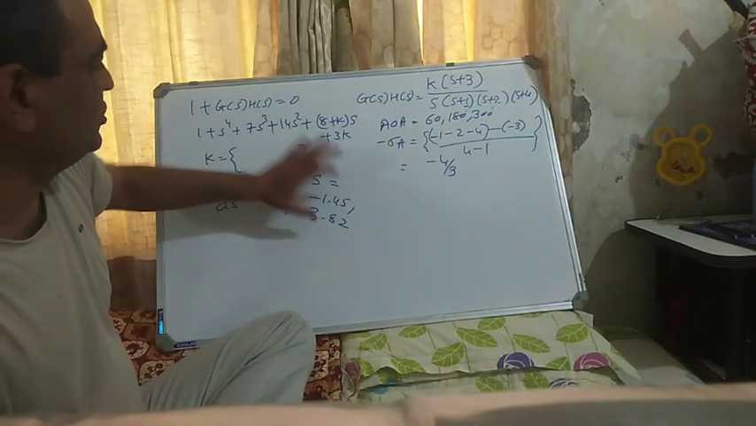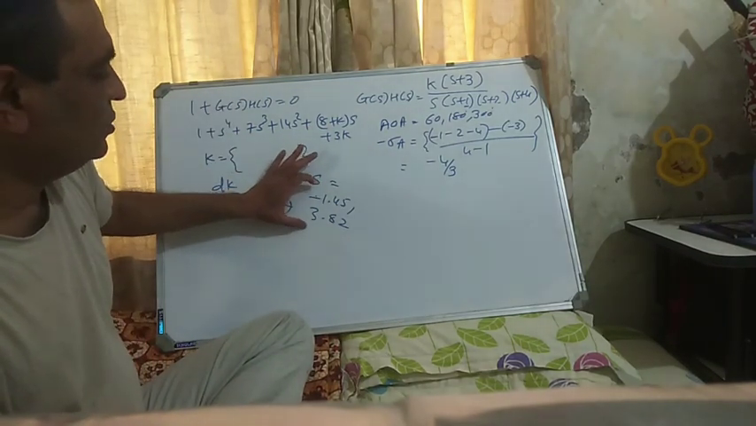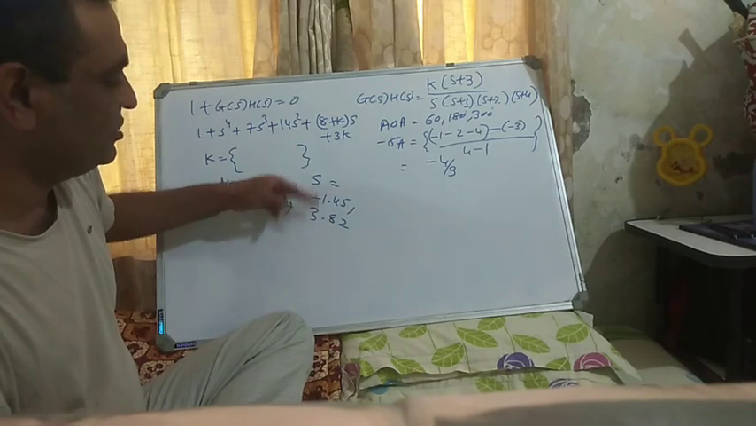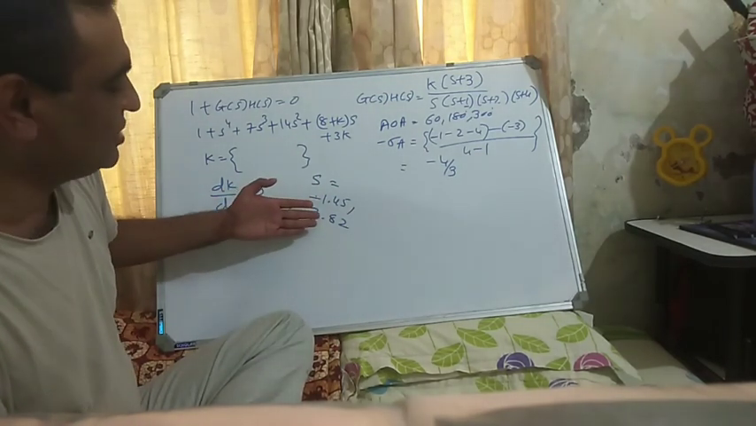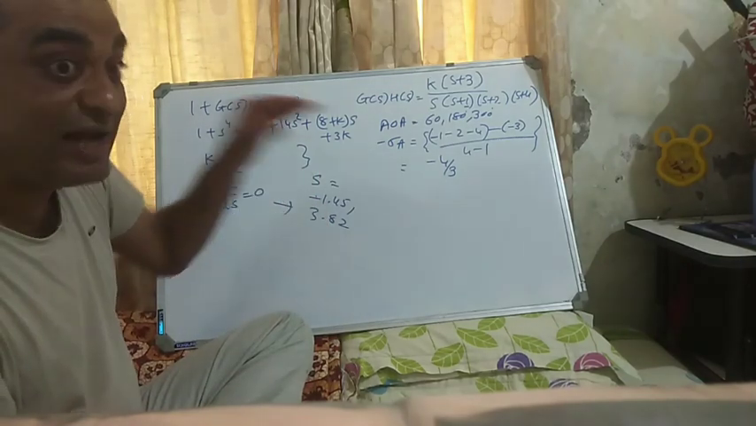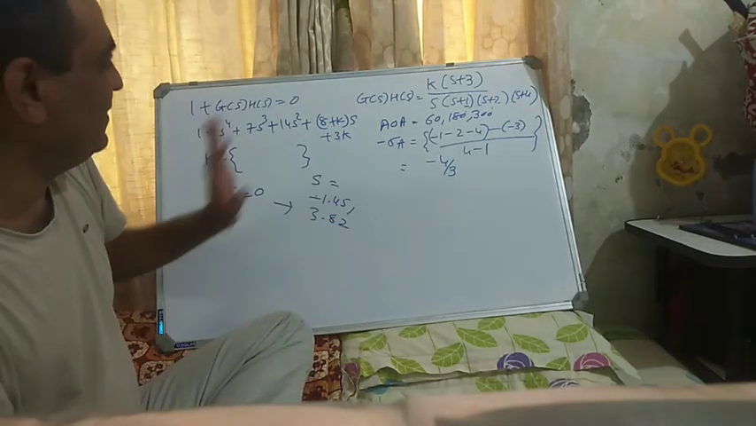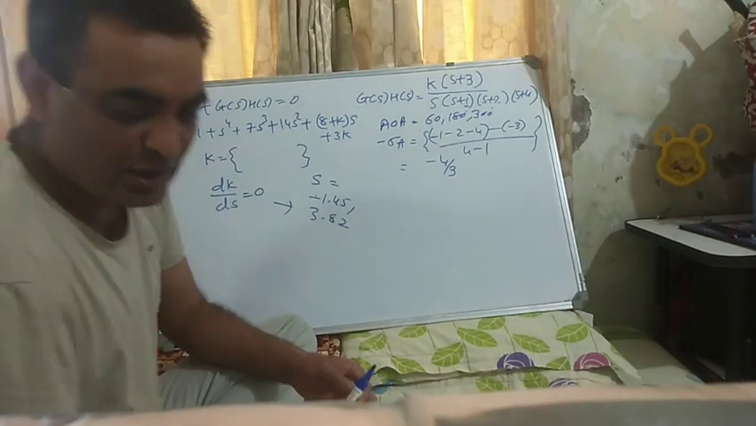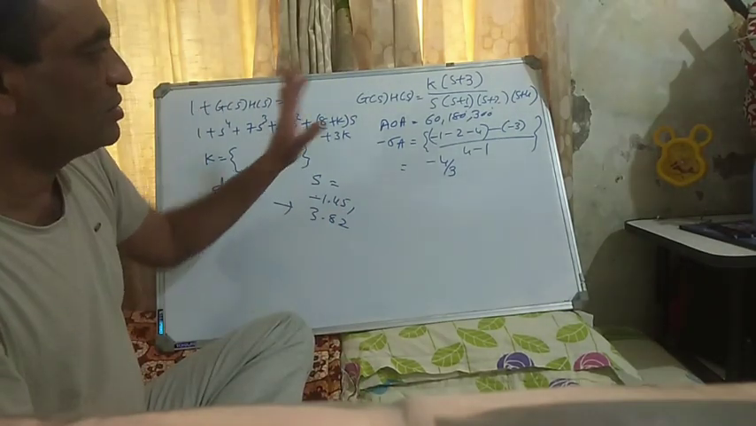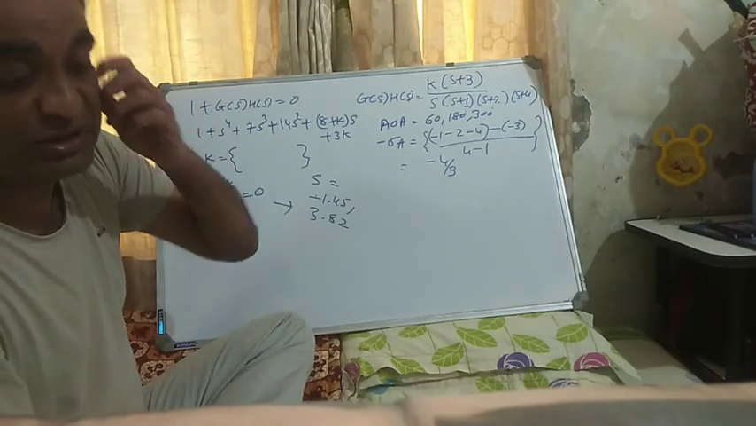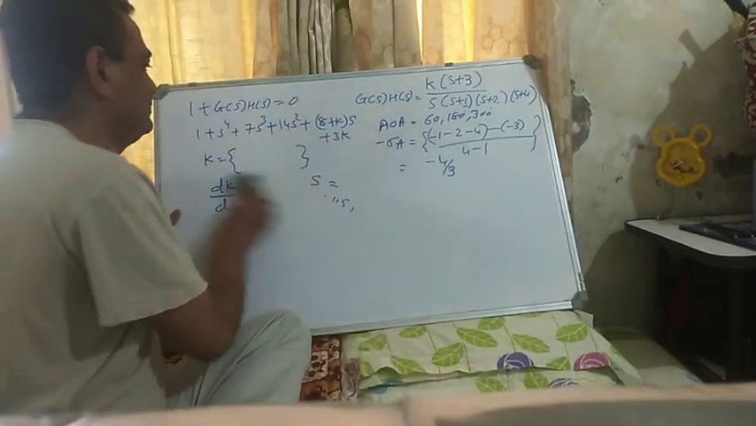These are the solutions, and now you need to identify which of these roots are the breakaway points: those which lie on the real axis, and moreover lie on a line segment of the root locus. You need to identify that. From this you can find the breakaway points. Now let us calculate where the root locus crosses the imaginary axis.